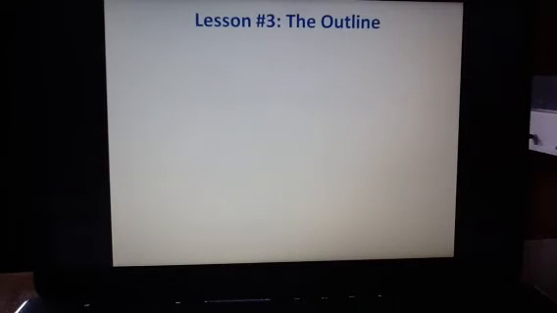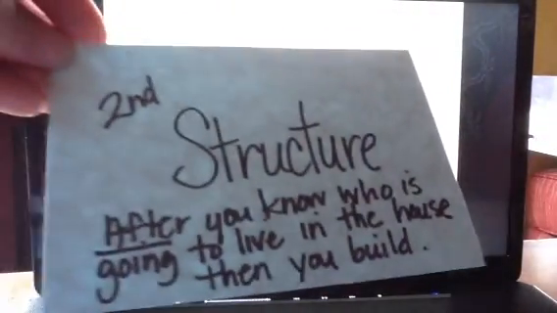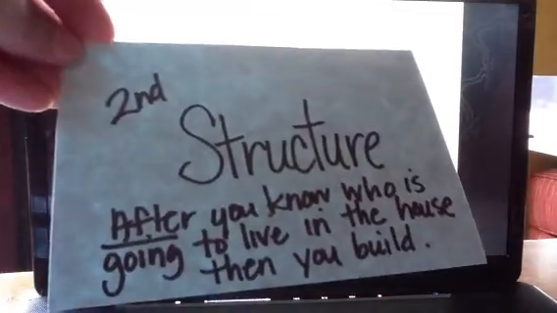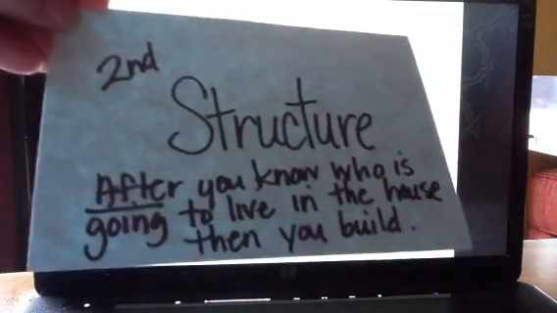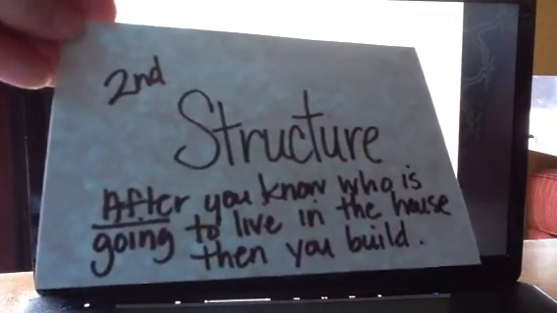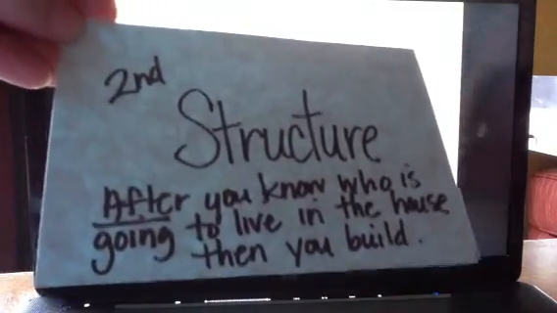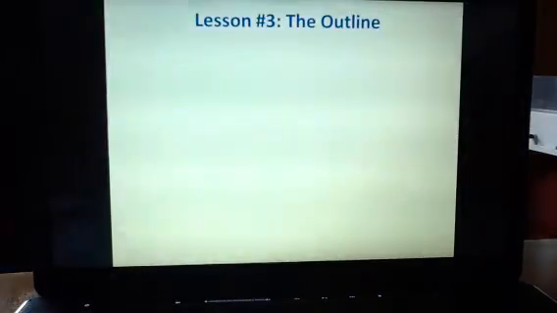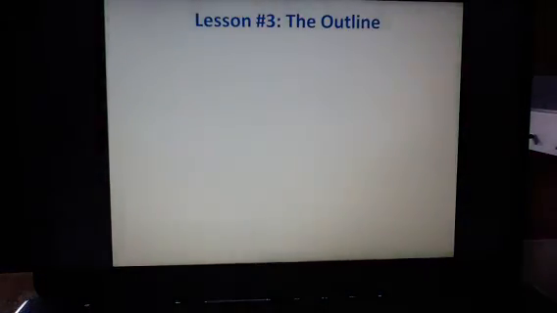Okay, so now it comes to the outline. Now, the outline is all about structure. So first we did content, now we're doing structure. So after you know who's going to live in the house, then you build, right? You don't want to build a house that will only house 4 people if there are 10 people in your family, right? So we want to make sure and figure out that content first.